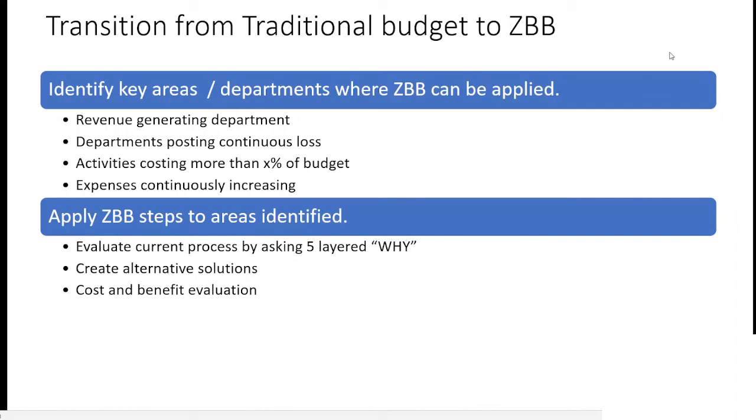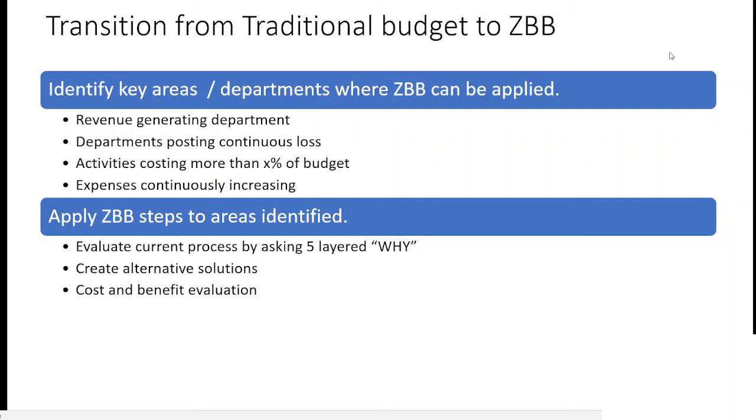And then we evaluate the current process by usually asking the five layered why. Five layered why means we ask why until we reach the root cause. So that's one way of identifying the alternatives for our processes. To give you an example, we asked why we cannot manage with X amount of people. Then we identified, oh, because we have certain processes to maintain. Then the next question was why we cannot automate it, or why we cannot remove it.